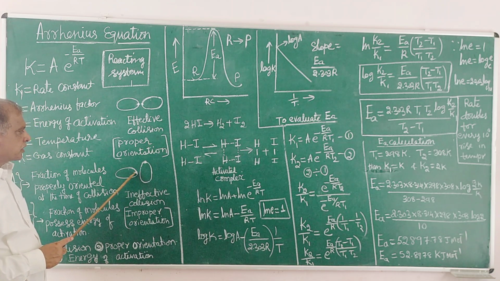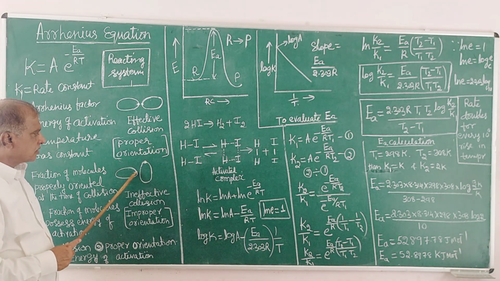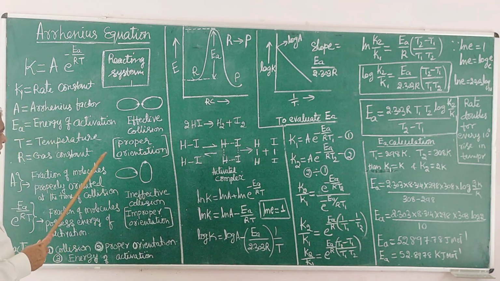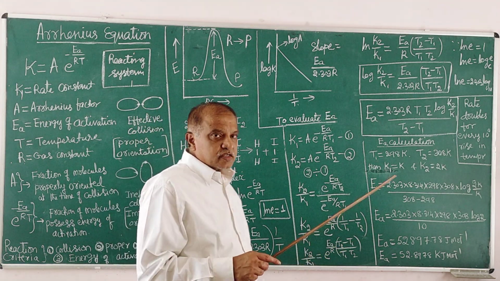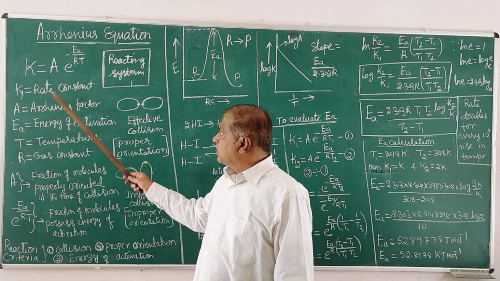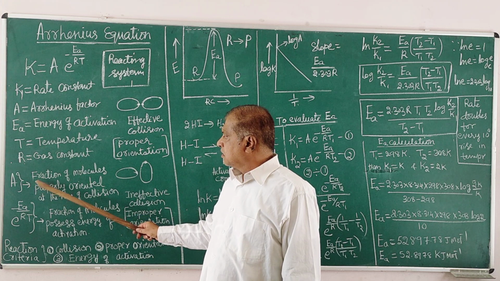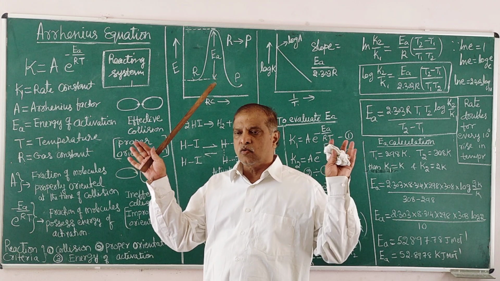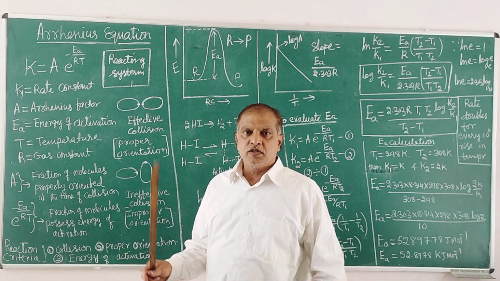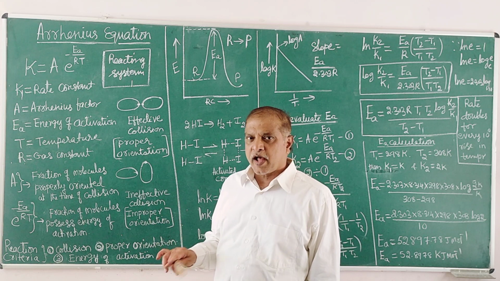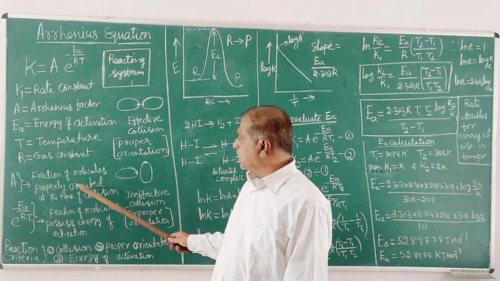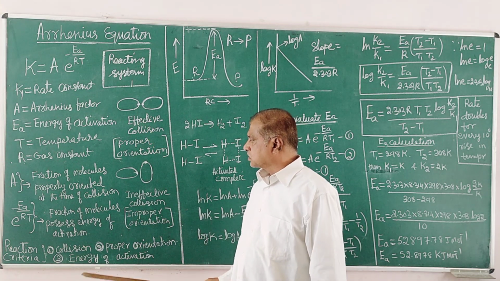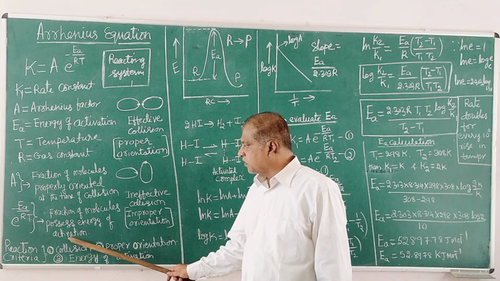That is not proper orientation. Here a side collision is there, but this collision will not produce a reaction. So the Arrhenius factor tells us the fraction of molecules which are properly oriented. There are many collisions, but not all collisions are oriented like this, only a fraction of them. And at the same time, that fraction of molecules must have the energy of activation.